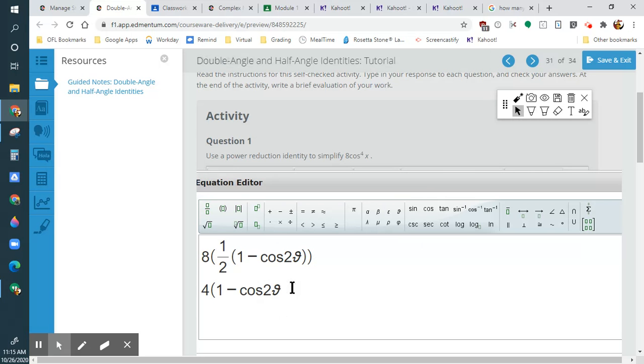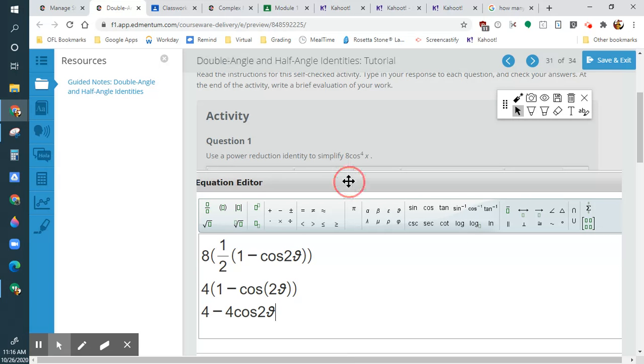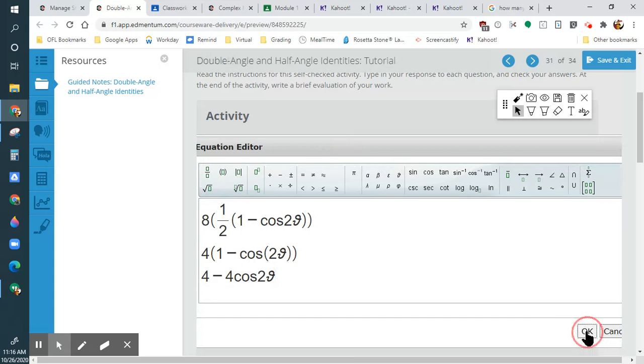And I really should put parentheses over the argument. You guys can if you want. To me, it looks a little cleaner. It's just, well, I'm lazy. There's no other excuse. I'm just too lazy to put it in. So we do 4 minus 4 cosine of 2 theta. And that should be everything that we're doing for here.